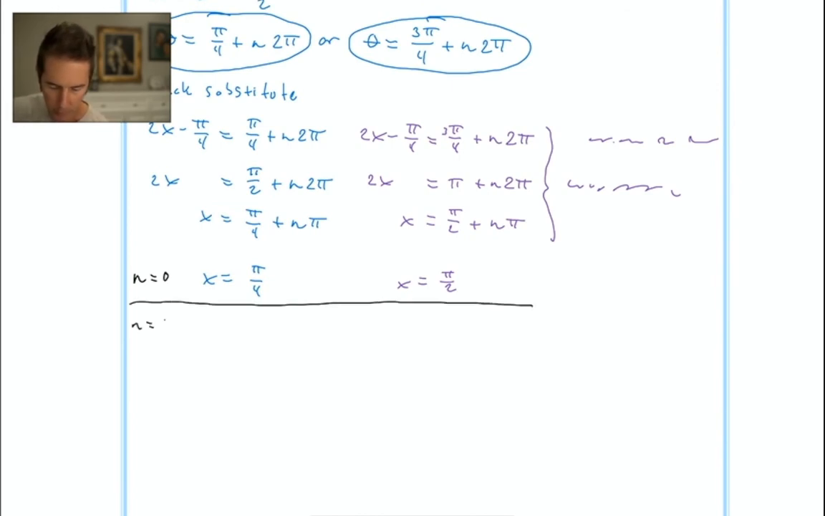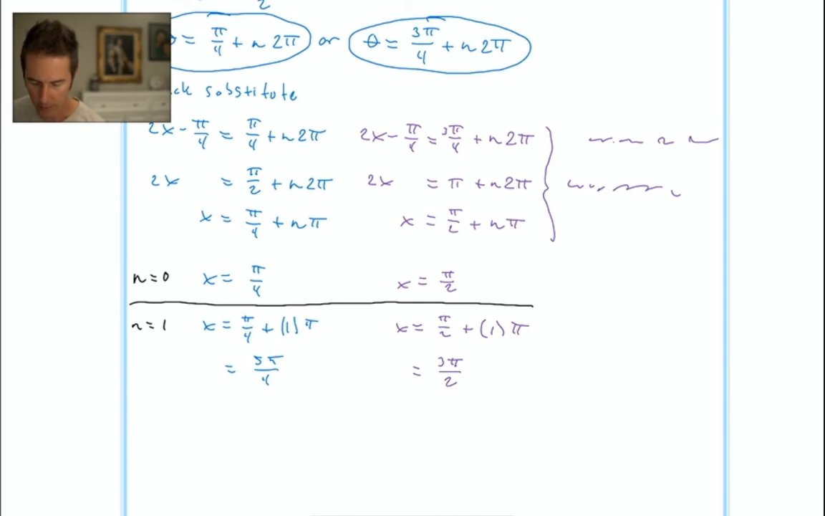Let's try an n value equal to 1. We have x equals pi over 4 plus 1 pi, and that is equal to 5 pi over 4. That's a good solution. That's within 0 to 2 pi. Over here we have x equals pi over 2 plus a pi. So it's pi plus a half a pi, which makes 3 halves of a pi, which is less than 2 pi's. So I'm going to like our solution on this one too. So that is 3 pi over 2. Great. And then what about an n value of 2?